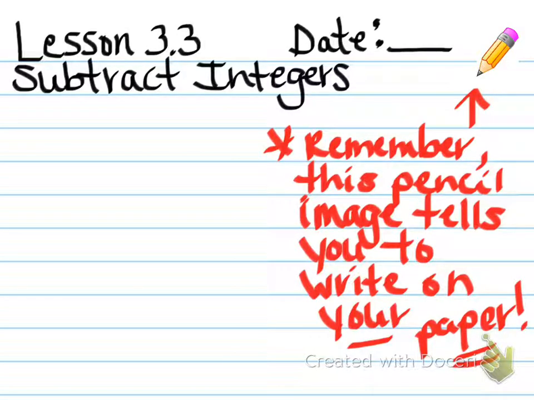Let's remember how you need to label your paper now that you're taking notes on your own notebook paper. So please label this is lesson 3.3 and the date, and subtract integers is the name of the lesson. Notice the little pencil icon I'm pointing to at the top. This pencil image tells you that is a clue you need to be writing what's on this page on your own paper.